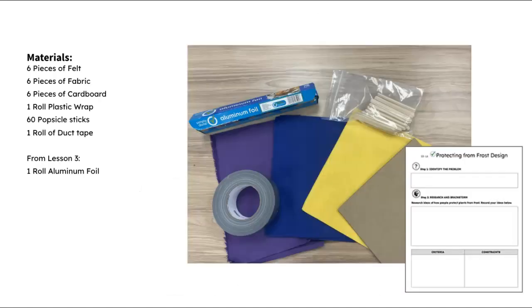You'll show students the materials they can use to design their solution and give engineering teams time to consider the materials and come up with ideas for criteria and constraints. You'll have students fill in the criteria and constraint chart in the Protecting from Frost Design student journal page.